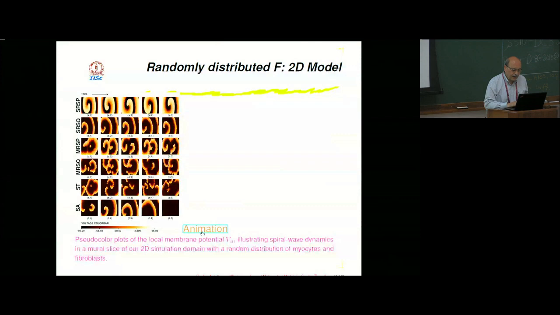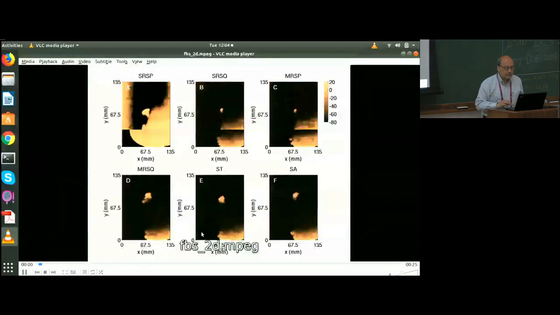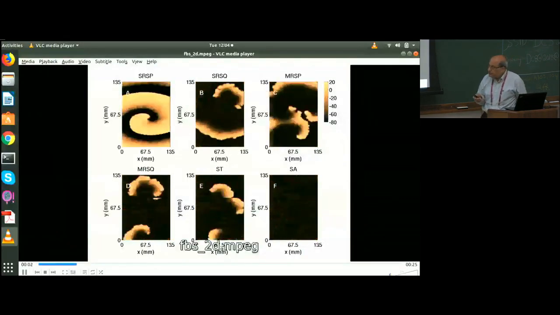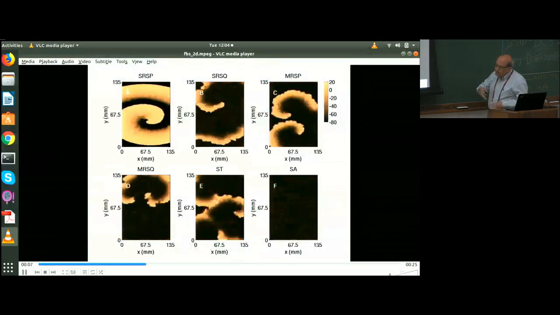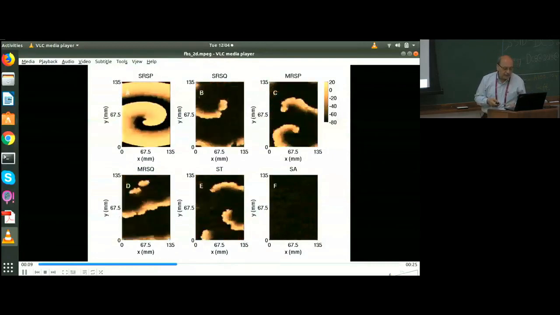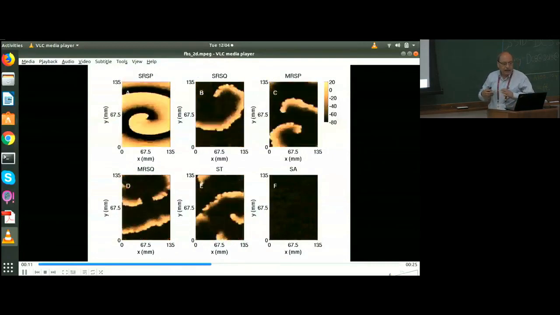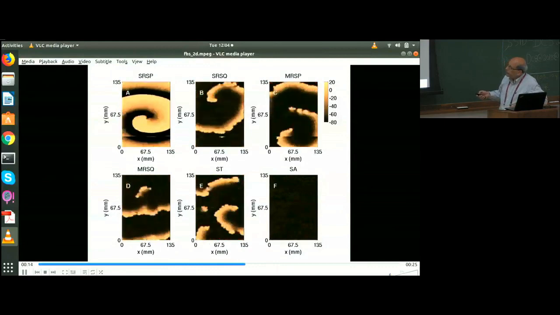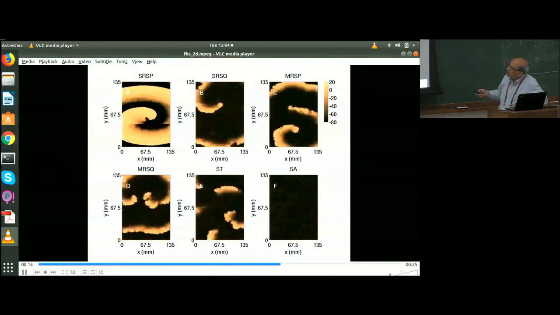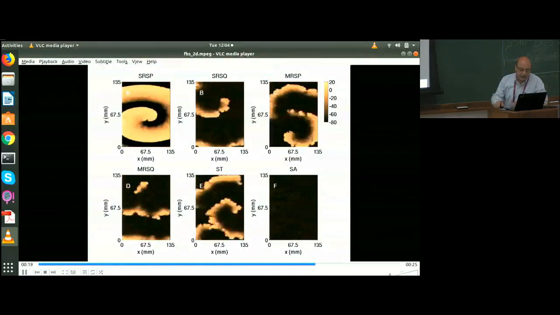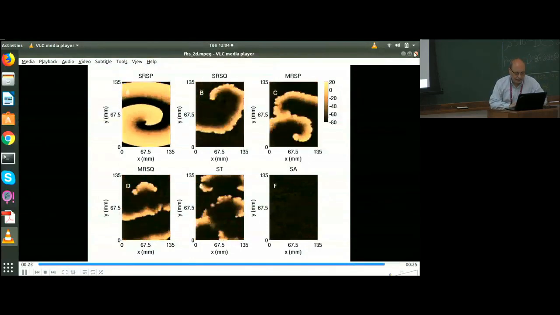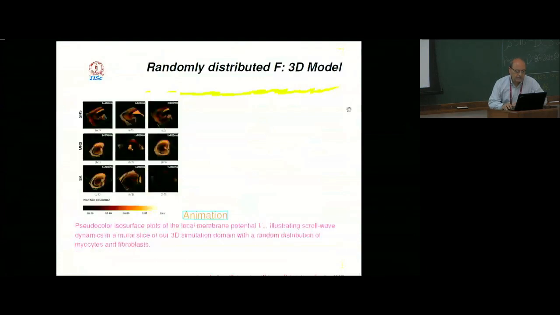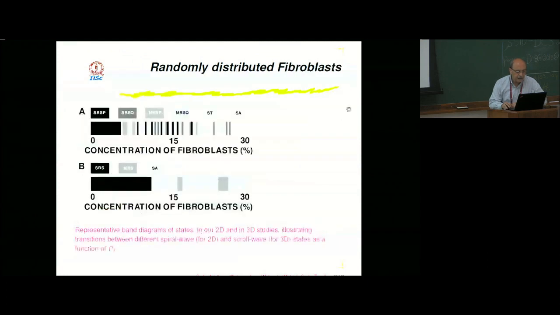If you have randomly distributed fibroblasts, which is the second type of model, you see this sort of crenellation on these waves. That's because of the random distribution of fibroblasts, and depending on the type of randomness, either the signal stops propagating, or you can still sort of identify a single spiral wave or multiple spirals and so on. And at the end of the day, what you discover is, you can do this in 3D too, which I'm not showing you because of lack of time.